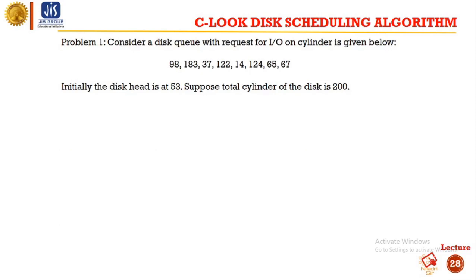So now let's do a problem on the C-LOOK disk scheduling algorithm. As you can see, there are cylinder requests. The requests are 98, 183, 37, 122, 14, 124, 65 and 67. Initially the head is at 53, and the total number of cylinders of the disk is 200.